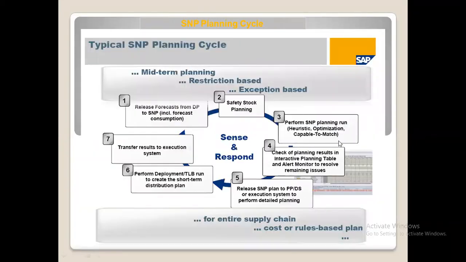This is the life cycle planning for the SNP, which is a weekly cycle. This releases the forecast from DP to SNP. We already know about this step, supply planning. Now in this session, I'm going to cover the step perform SNP planning run.